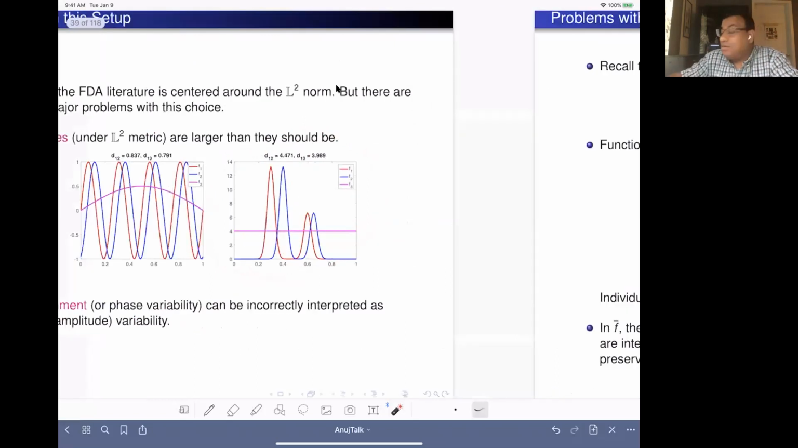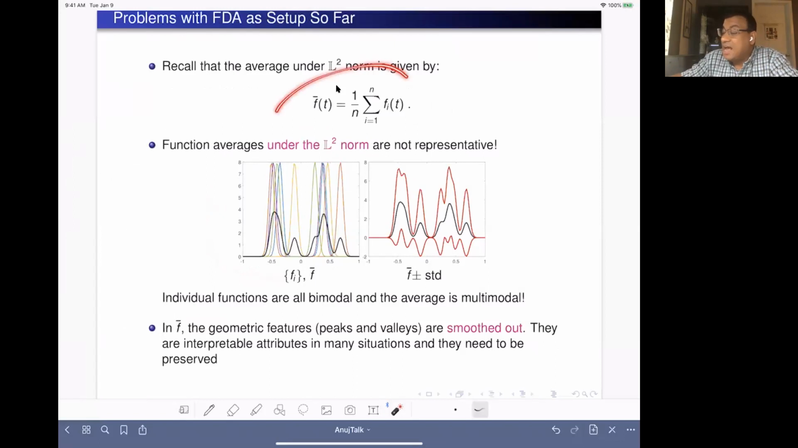There are some other problems. So for example, if I take this average of functions, in this example, I have a lot of bimodal functions. You can see in colors, each color represents a bimodal function. The two peaks are there for each function, but the peaks are shifted. They're not lined up. If I compute an average of these bimodal functions, I get this black function with so many peaks.